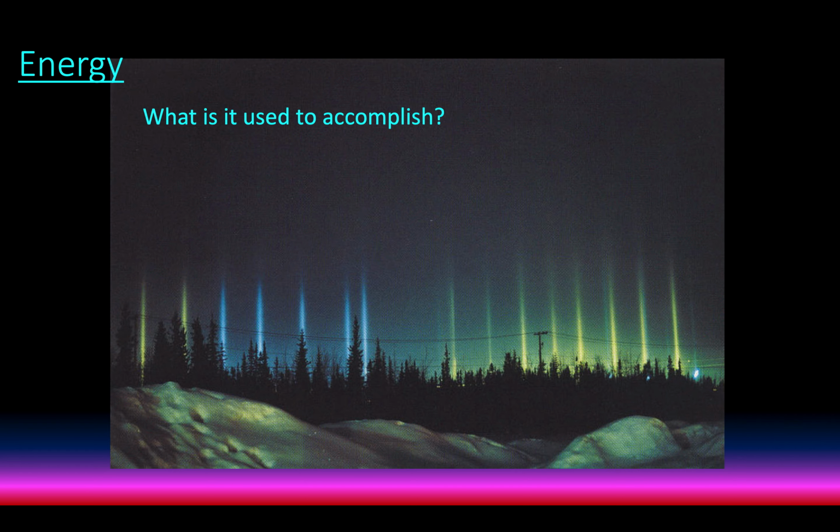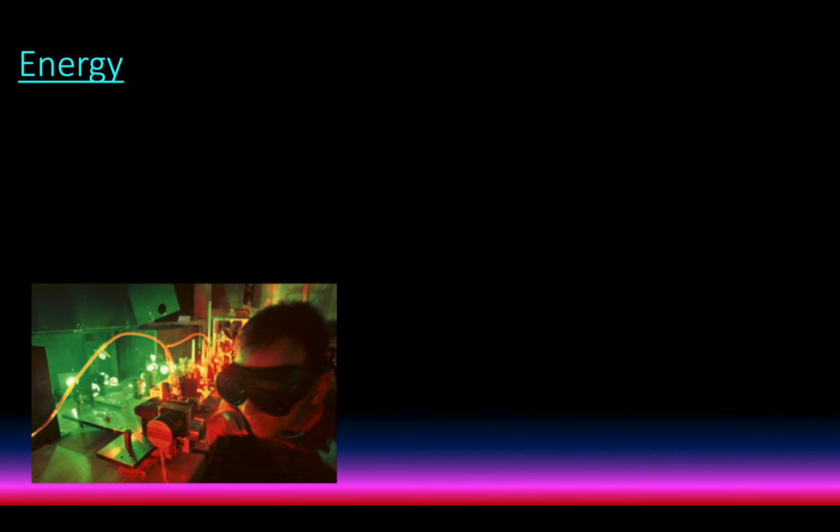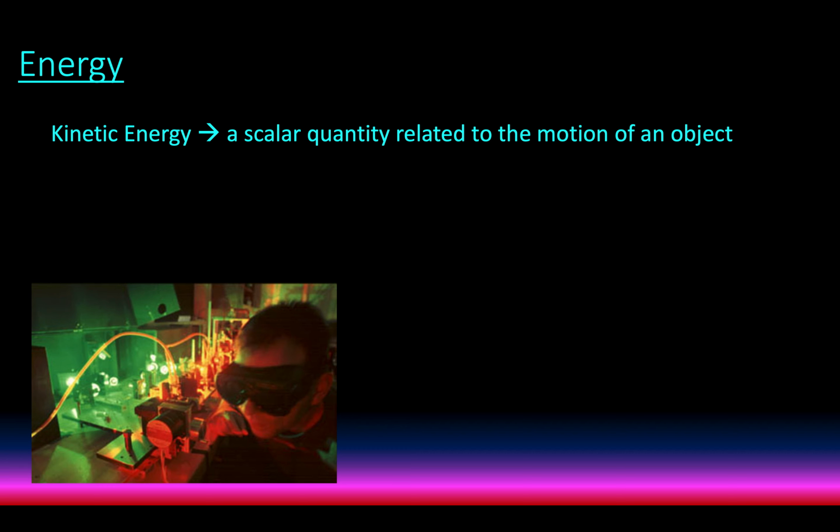So if we're going to work with energy, what is energy? What is it used to accomplish? Well, you'll often see at the beginning of chapters, energy warms you on a cold day, makes roller coasters exciting, killed the dinosaurs, all that stuff. So I'm going to first propose, without defining energy, that there is a type of energy affiliated with motion, and I will call that kinetic energy. Now, think about what we're saying. We are just saying there is a scalar quantity, and that scalar quantity is related to the motion of an object. We are not saying anything more than this.